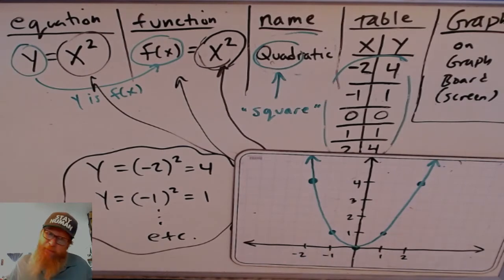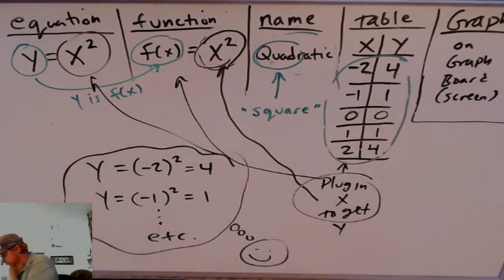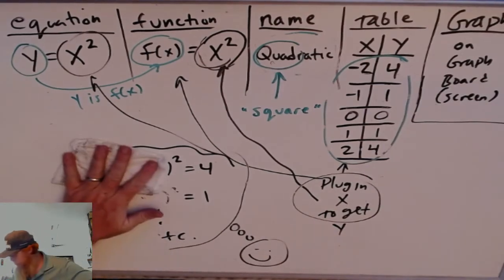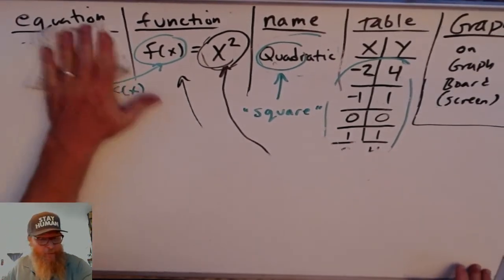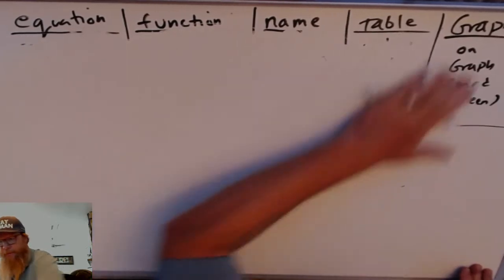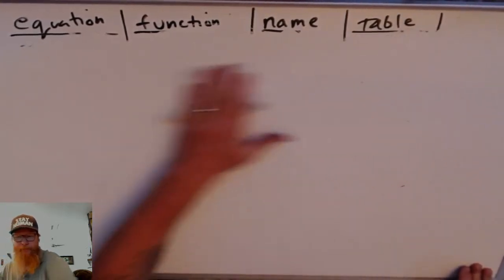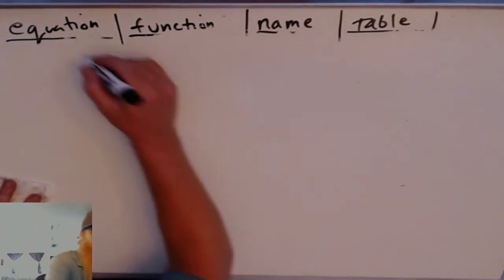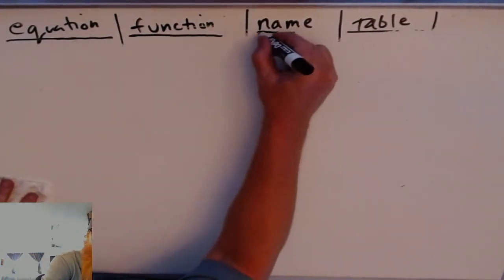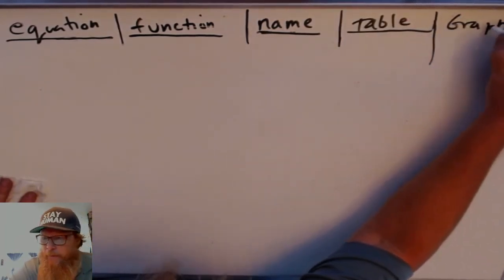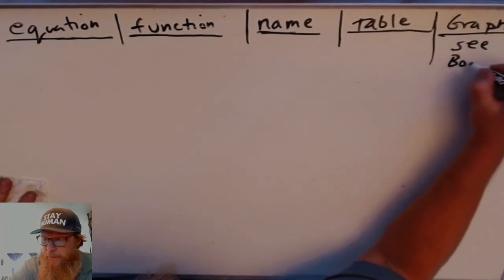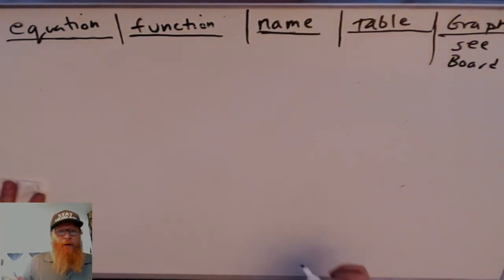Keep them coming. Write down the catalog. Keeping track: identity, absolute value, quadratic. Let's keep going. Next one. All right, the next one.